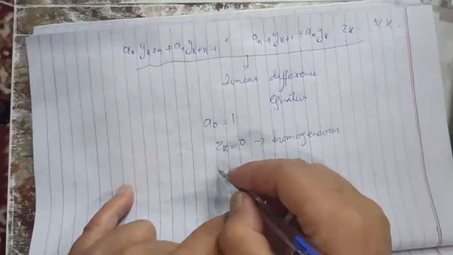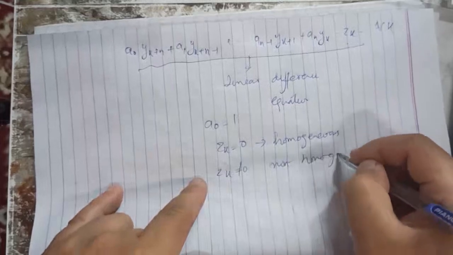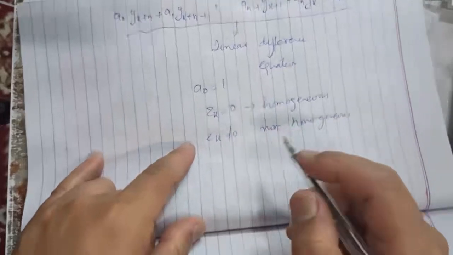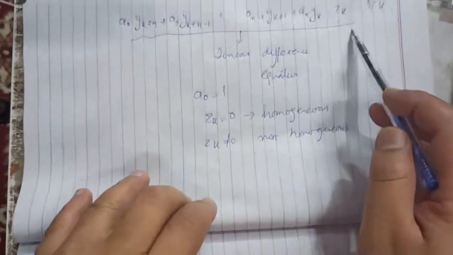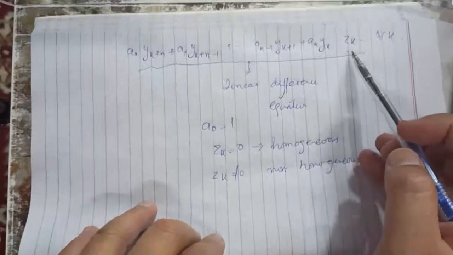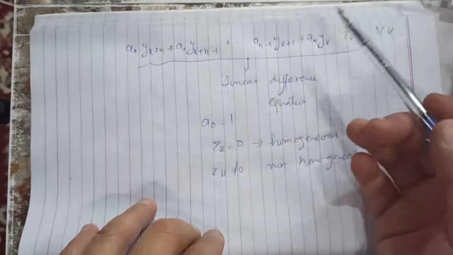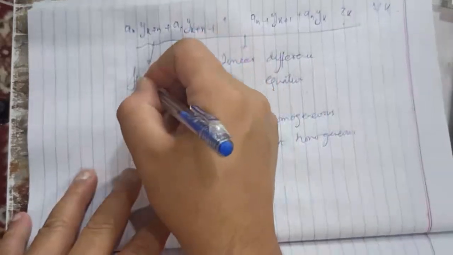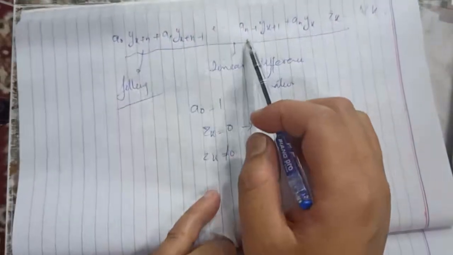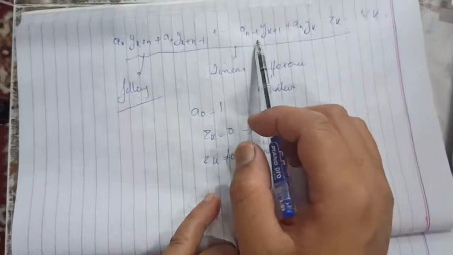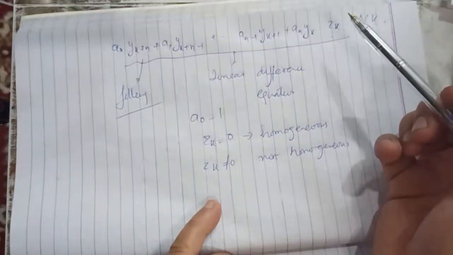It becomes homogeneous. If zk is not equal to 0, that becomes non-homogeneous, right? So for example, a difference equation, this kind of difference equation is normally used in filtering, and in this filtering, the choice of a0, a1, and these coefficients actually determines what kind of filter we're going to have for the signal.